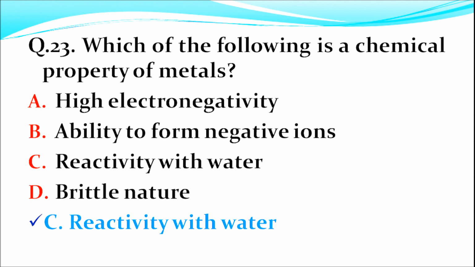Which of the following is a chemical property of metals? A, high electronegativity, the ability to form negative ions. Option C reactivity with water. Option D brittle nature. Correct answer is option C. Reactivity with water is a chemical property of metals.